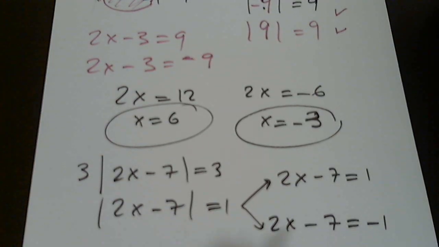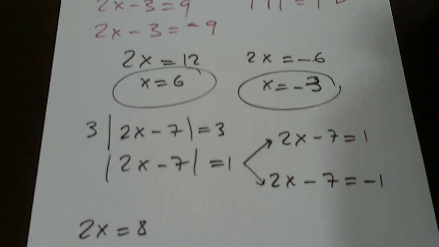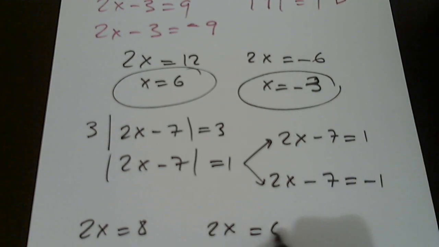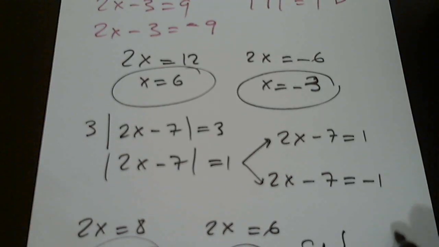Yes. I will move negative 7 to the other side. I get 2x equals 8, and I divide and I get 4. I move 7 to the other side. I get 2x equals 6 and x equals 3. And I box them in, or I write the solutions in set notation, 3, 4.